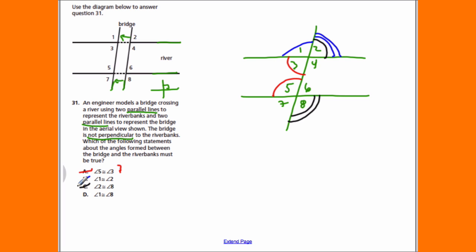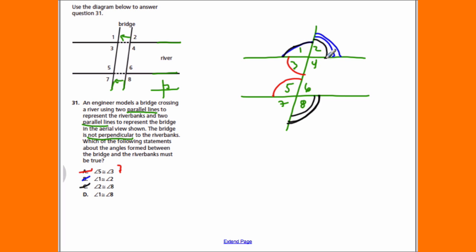Let's verify D is true. Is angle 1 congruent to angle 8? Angle 1, again, is obtuse. Angle 8 was obtuse. So very strong possibility. In fact, that is our answer, but let's just verify how that's possible.